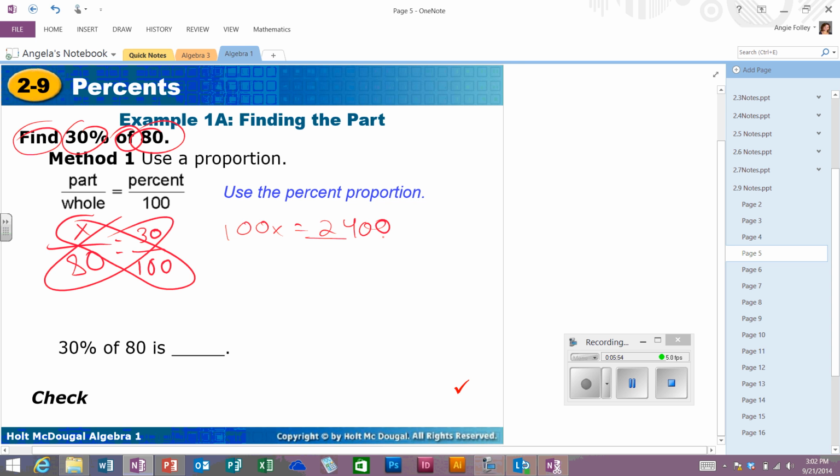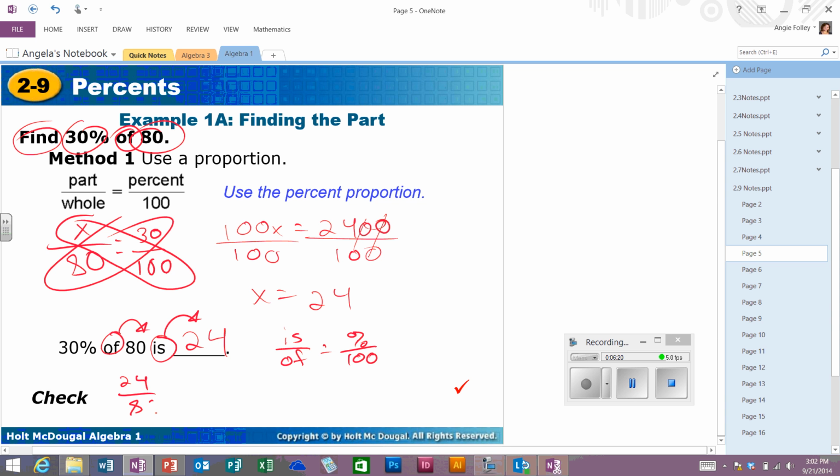From here, we just divide by 100. That cancels, and x is equal to 24. So the number that is 30% of 80 is 24. So now you guys might notice here's your is and here's your of. That's what I was saying, is I like to think of the is over the of equals the percent over 100. If you want to check your answer, put 24 over 80.